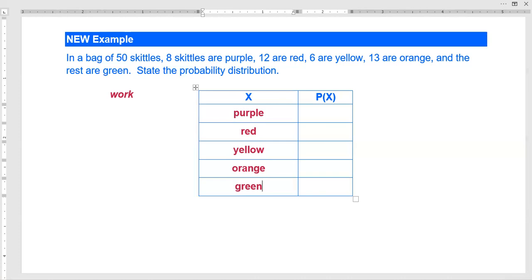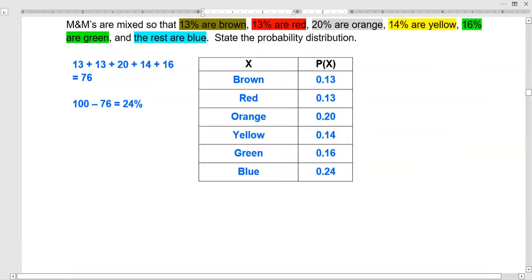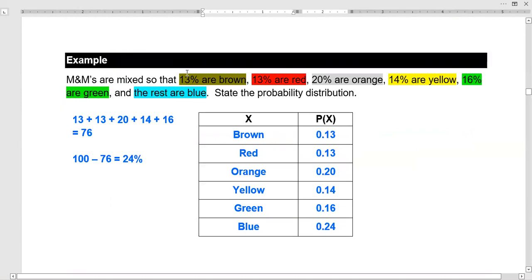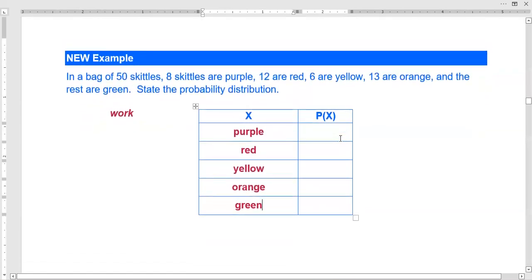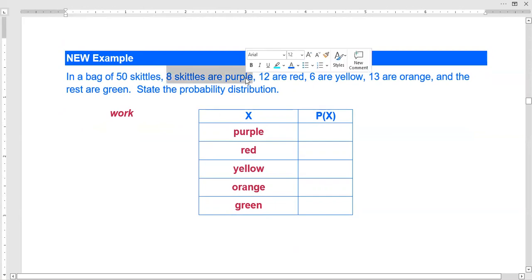But this one is different from the last example in a really important way. So I'm going to go back to the last example, and we had 13% were brown, and we were able to just move a decimal point and get 0.13 because we weren't told the number of brown M&Ms, we were told the percentage of brown M&Ms. On this new example we're going to work through, we're told 8 Skittles are purple. We're not told the percentage of Skittles that are purple.